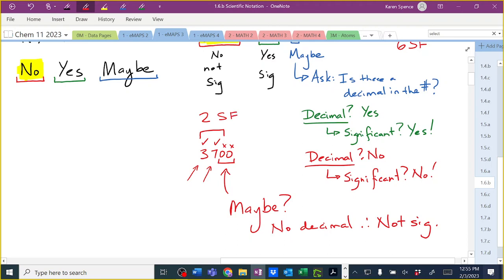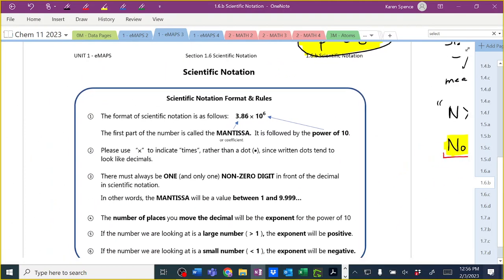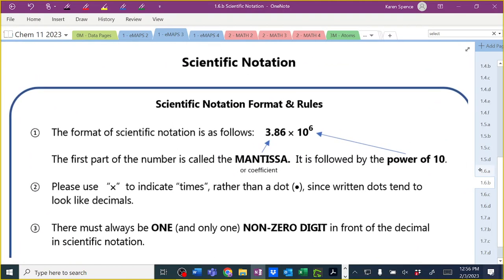Now, if you've not done significant figures in physics, and this seems a little bit rushed to you, don't worry, we have an entire section where we just look at counting sig figs, but I wanted to make sure you knew how to count them before we start scientific notation, which is what we are doing today. So we are going to go back here, and we're going to learn about scientific notation.